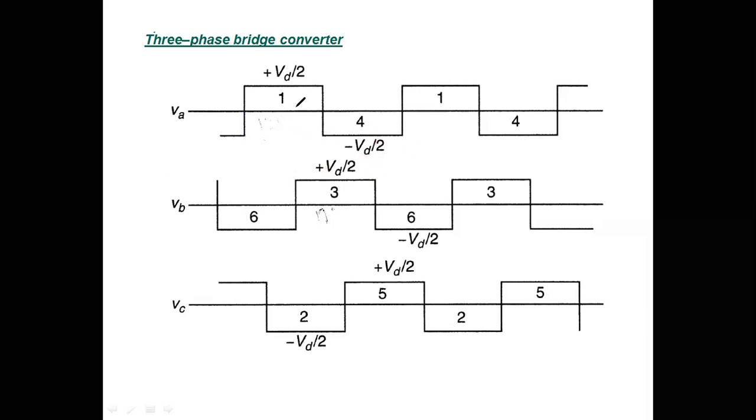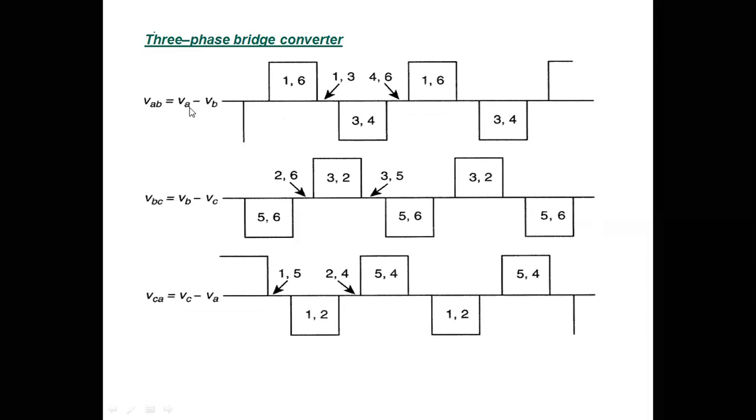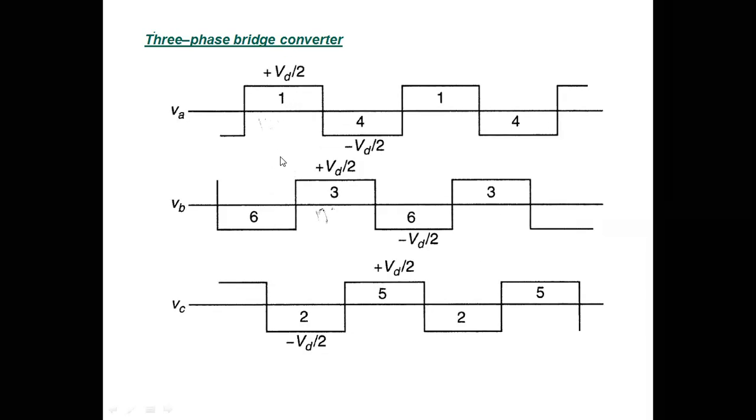Please remember that it is simply VA minus VB, VB minus VC. You can see that VAB is equal to VA minus VB and VBC is equal to VB minus VC, and similarly VCA. So that is the line voltage. You get Vd, the DC voltage maximum, and 0 during this time. The thyristors which are conducting are also mentioned. You can clearly see that. 1 and 6 are conducting during this period. Clearly, which turn off devices are conducting is also shown in this diagram.